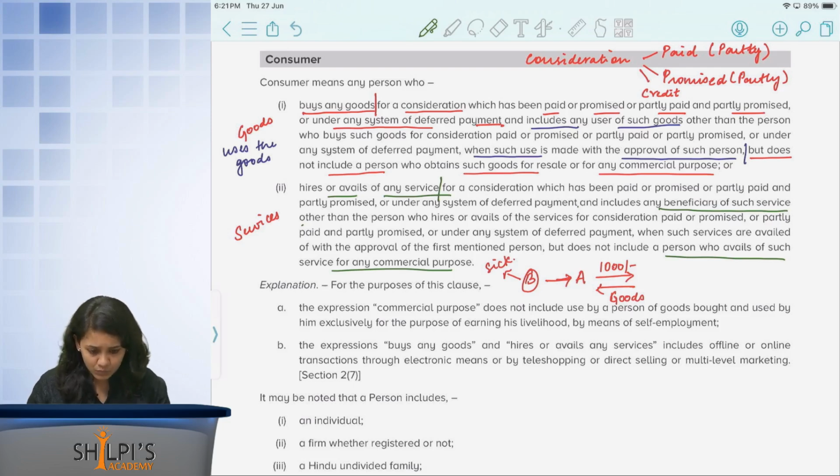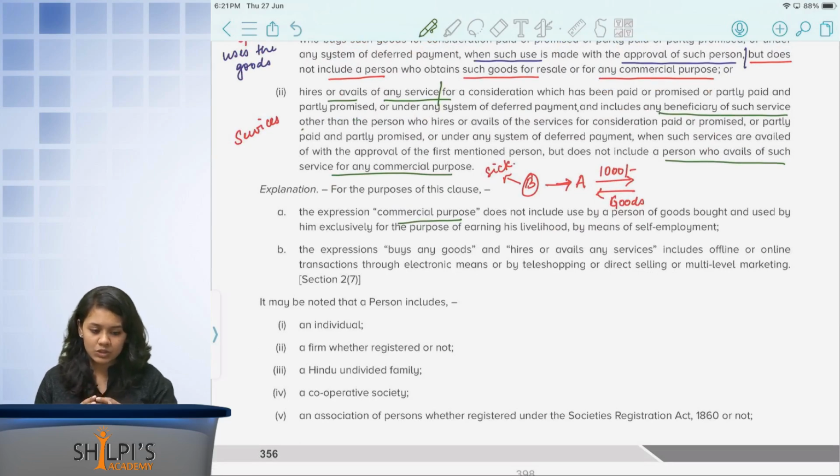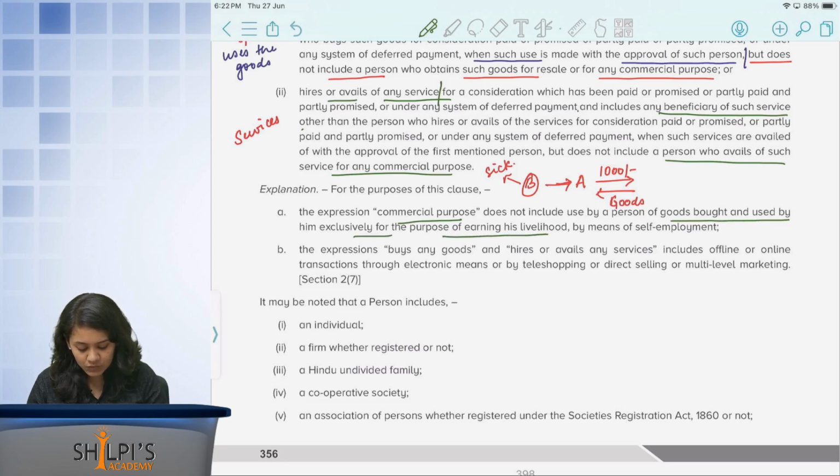Okay. They go on to explain what you mean by commercial purpose. Okay. For commercial purpose, they're merely saying that, listen, even though I've mentioned commercial purpose, it does not include certain things. What is that? It does not include goods, the use of goods by a person who's bought it and used by him exclusively for the purpose of earning his livelihood by means of self-employment. Okay, what does this mean?